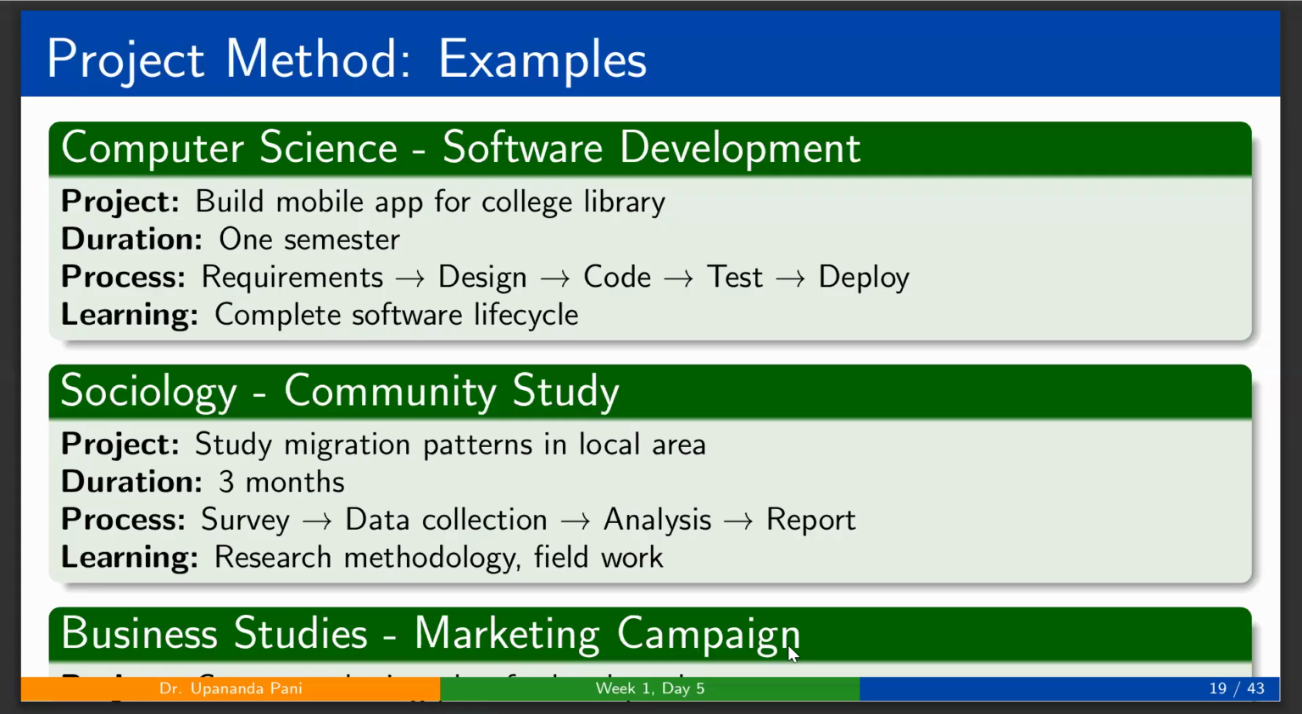Next is an example from sociology, that is a community study. The project is to study the migration pattern in a local area. The duration of the project is, let's say, 3 months, and the process is that we first do the survey, then collect the data, then data analysis and the report. Learning is research methodology and field work.